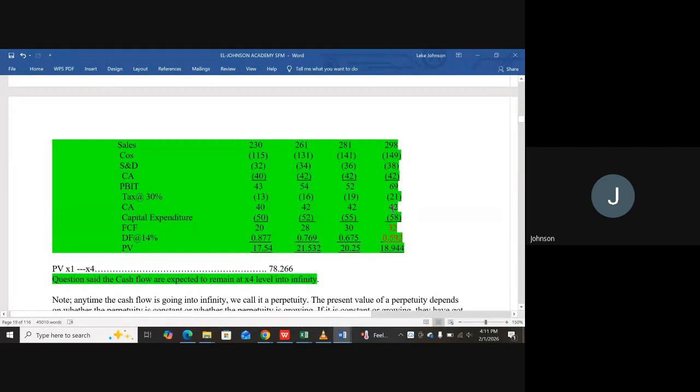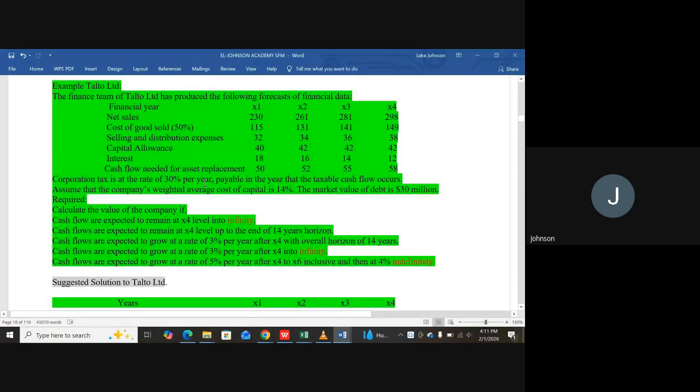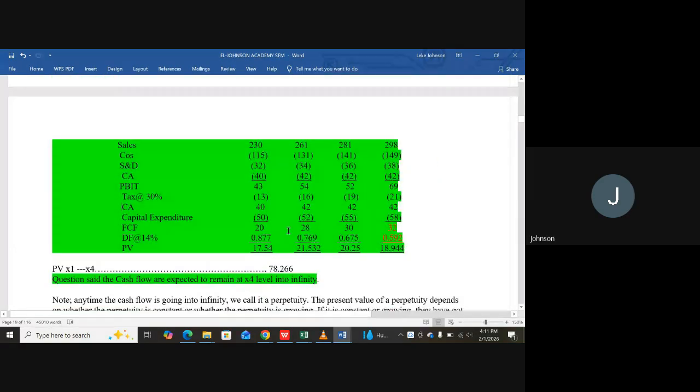We also ask ourselves again, do we have any working capital that we need to check whether it's going to increase or decrease? In the question, they didn't give us any information about working capital. In the additional information, they say the corporate tax rate is 30% per annum, payable in the year that the taxable cash flows occur. They also said to assume that the company's weighted average cost of capital is 14%. The market value of debt is 30 million. So no information was given about working capital, and because of that, we simply left it, right?